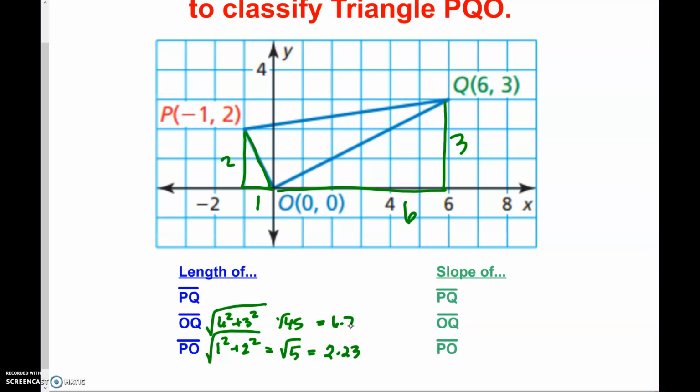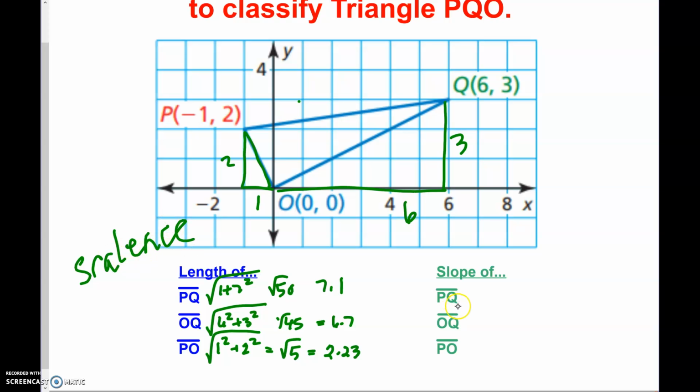And then the last one, we've got 1 squared plus, what is that? 7 squared, because we have 6, 7. 1, 2, 3, 4, 5, 6, 7. So we're going to do 1 squared plus 7 squared and take the square root. So 49. So we have the square root of 50. And the square root of 50 comes out to be 7.1. So they're all different. So we would say that this is scalene.